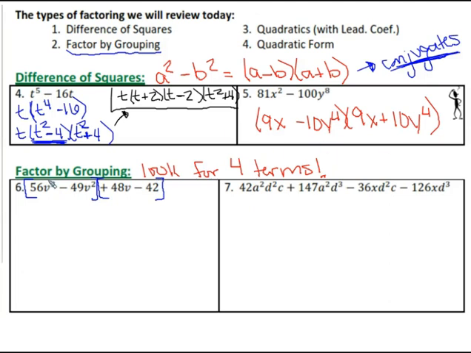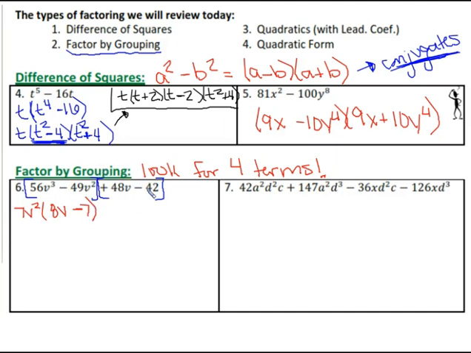Now what we want to do is just focus on our first group. What can we factor out of 56v to the 3rd minus 49v squared? Well, 56 and 49 both have a 7 in common, and v cubed and v squared both have 2 v's in common. So overall, from our first group, we can take out a 7v squared. Now if we take that out, what we're left with is an 8v minus 7. So that's what our first group is telling us.